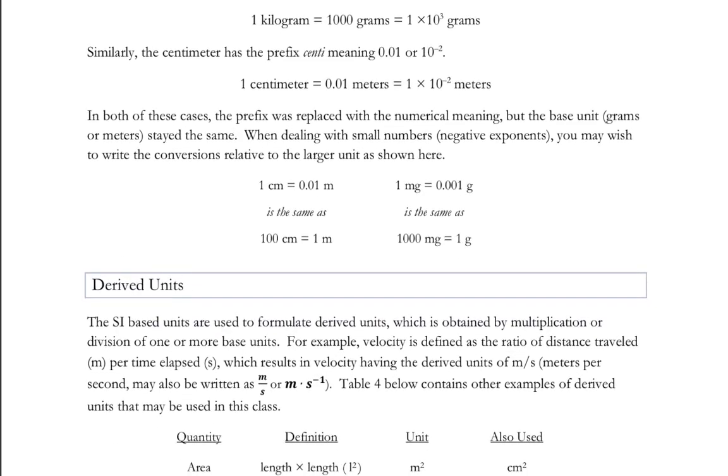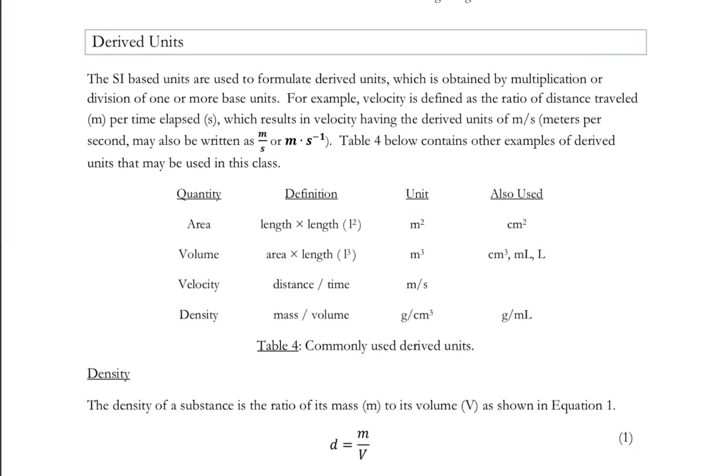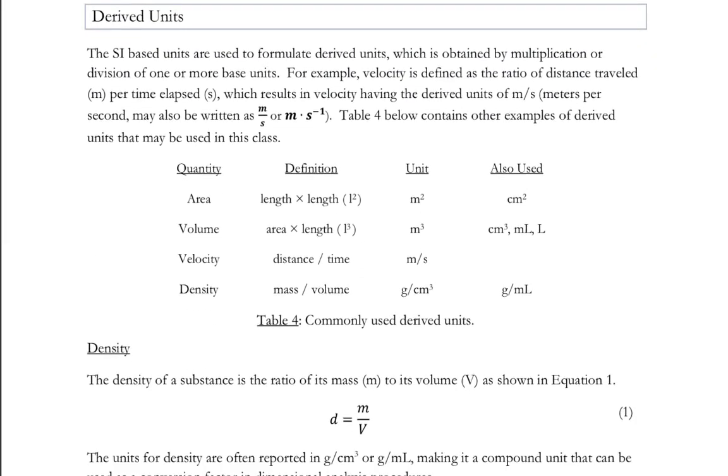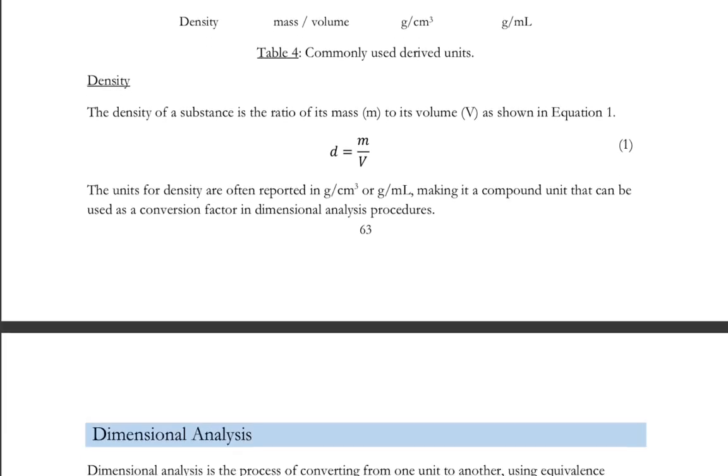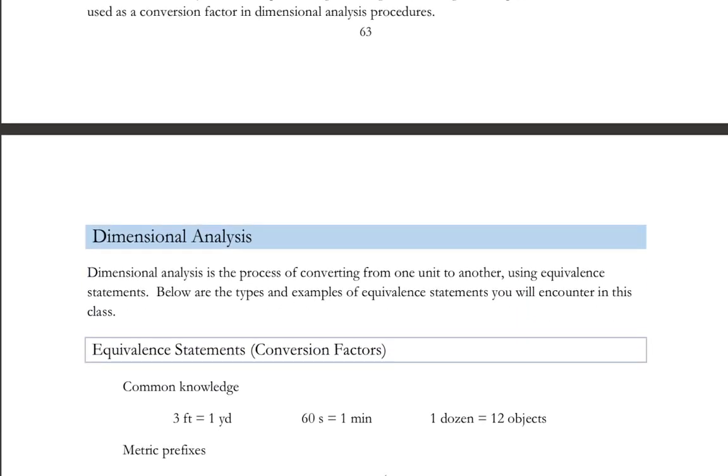Alrighty, derived units, so those are when we put quantities together. Just as we multiply numbers, we multiply units. Just as we divide numbers, we divide units, and so forth. Density is mass per volume. We use that commonly in chemistry.